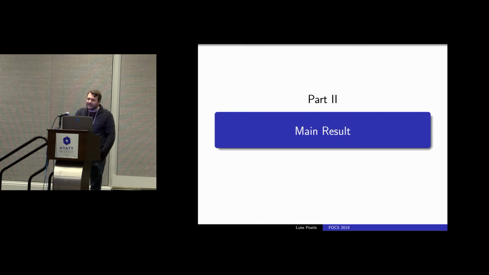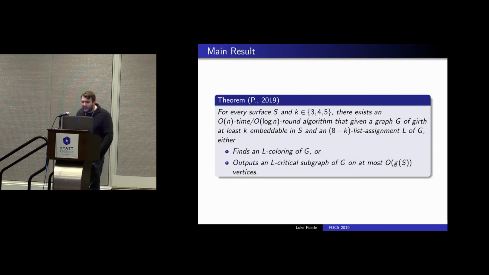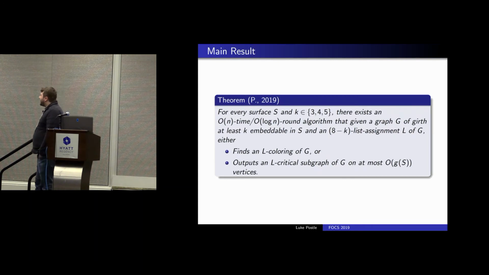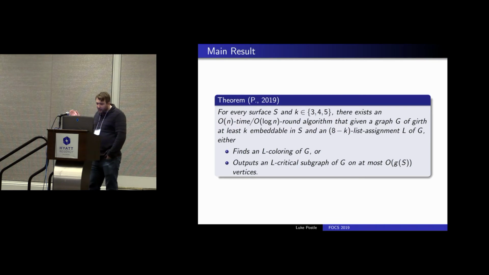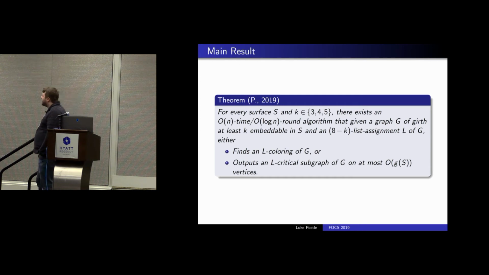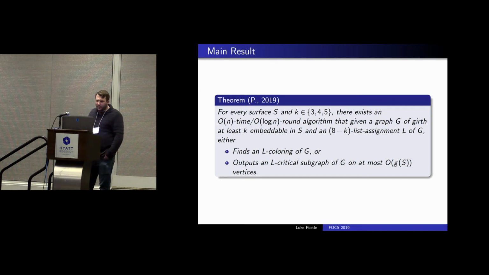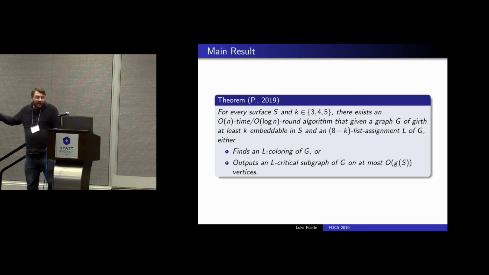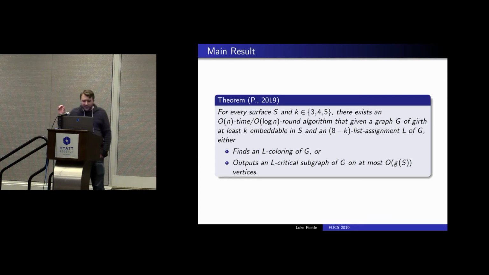So let me again state the main result. Given a surface, and k in 3, 4, 5, you get an efficient linear time or log n round algorithm, so actually log n, not even log cubed, that will either find you this L-coloring, given this 8 minus k list assignment L, or it will actually even output a very small L-critical subgraph. So in the plane, there aren't such subgraphs, so you would just produce the coloring. On surfaces, you might find these instead. So it's one algorithm that just does them all.